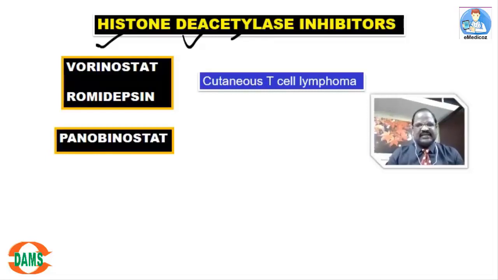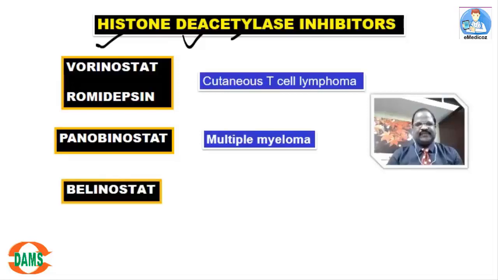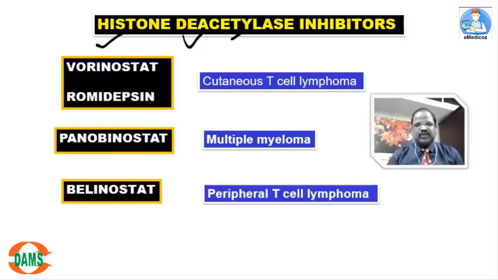Another latest histone deacetylase inhibitor name is panobinostat. Panobinostat is useful for treatment of multiple myeloma. So question, find out the histone deacetylase inhibitor useful for treating multiple myeloma. Think of panobinostat. And then we have one latest drug called belinostat. It is also a histone deacetylase inhibitor useful for treatment of peripheral T-cell lymphoma. Drug name is belinostat.